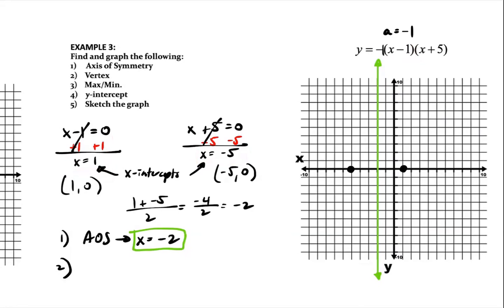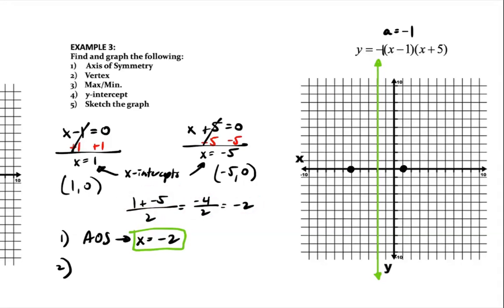The axis of symmetry is always going to be halfway in between. So halfway in between +1 and -5 was -2. How do I know that? Because I added them up and divided by 2, and I found the halfway point. Okay, that's where we stopped.